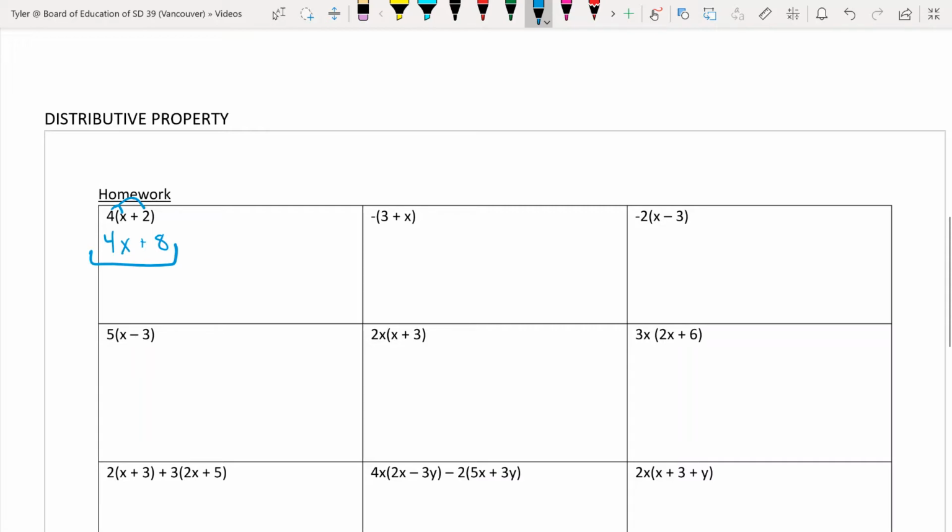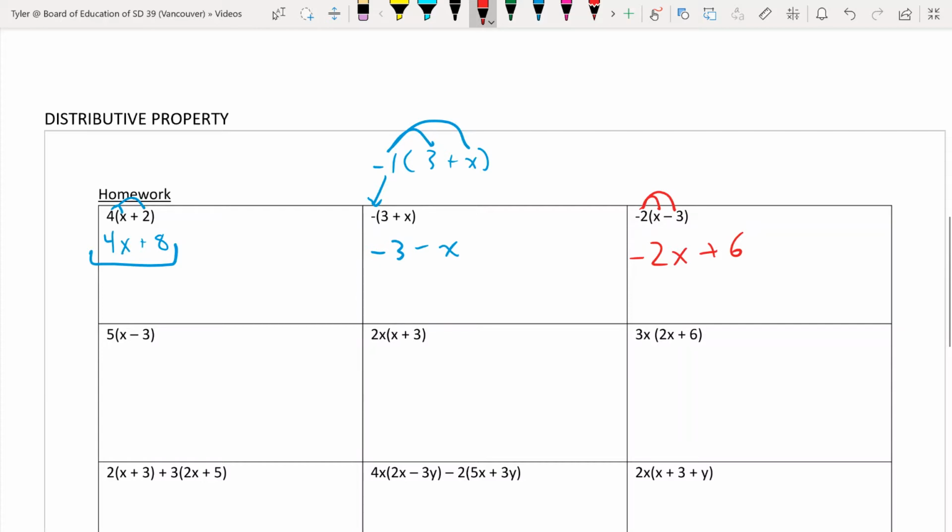Next, when we have this, it's a little trickier. When there's a minus in front of it, it's actually like a minus 1. So that means I'm going to do the minus 1 times 3 plus x. So minus 1 times 3 gives me negative 3. Minus 1 times plus x gives me negative x. If we do this next one, negative 2 times x gives me negative 2x, not too tricky. Negative 2 times negative 3 gives me plus 6. Because remember, when you do a negative times a negative, it turns into a positive.